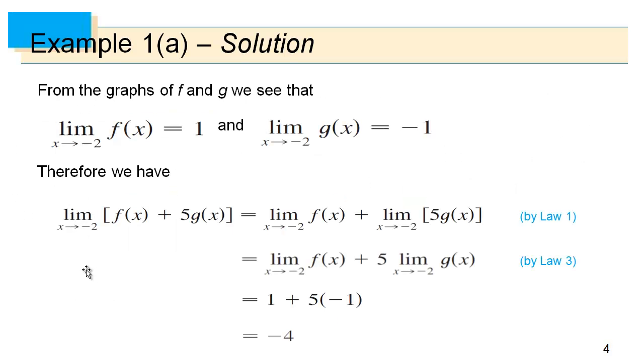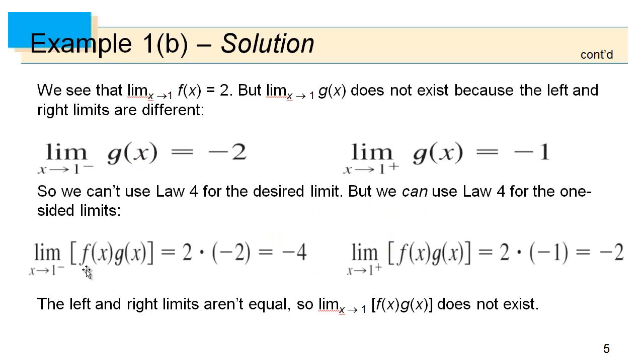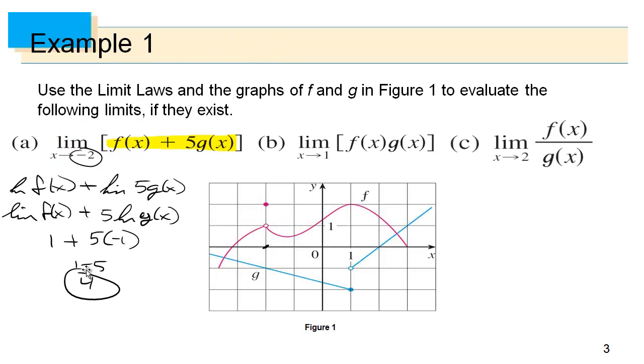Okay, so here's the first one all written out. Okay, what about the second one? We're taking the limit as x goes to 1. Well, if you'll notice, as x goes to 1, f is fine. We can take the limit of f of x as x goes to 1, because as we get to this point here, f is approaching 2.